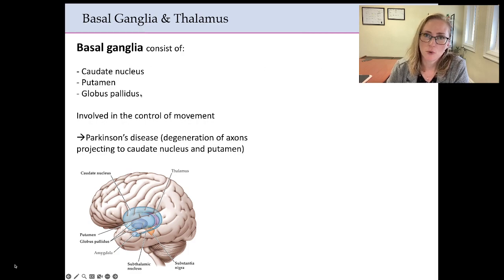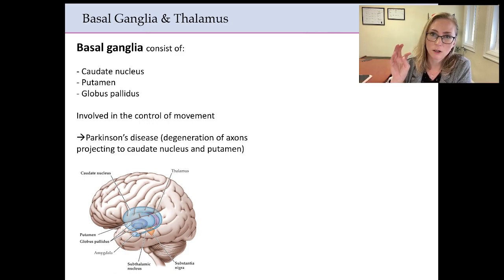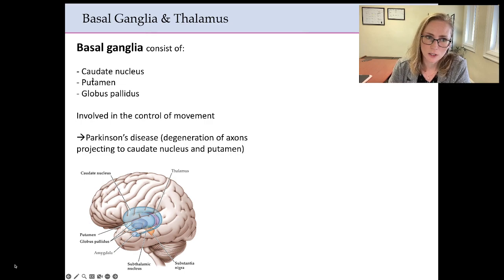You don't need to know what each of these 3 do. Just know that the basal ganglia are a cluster of 3 different structures. The caudate nucleus, the putamen, and the globus pallidus. So these 3 constitute or make up the basal ganglia. They basically help control movement, right?